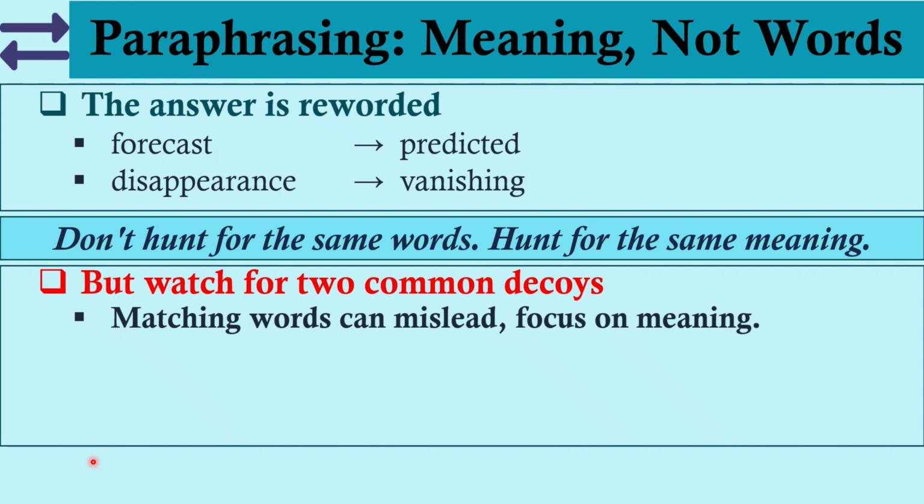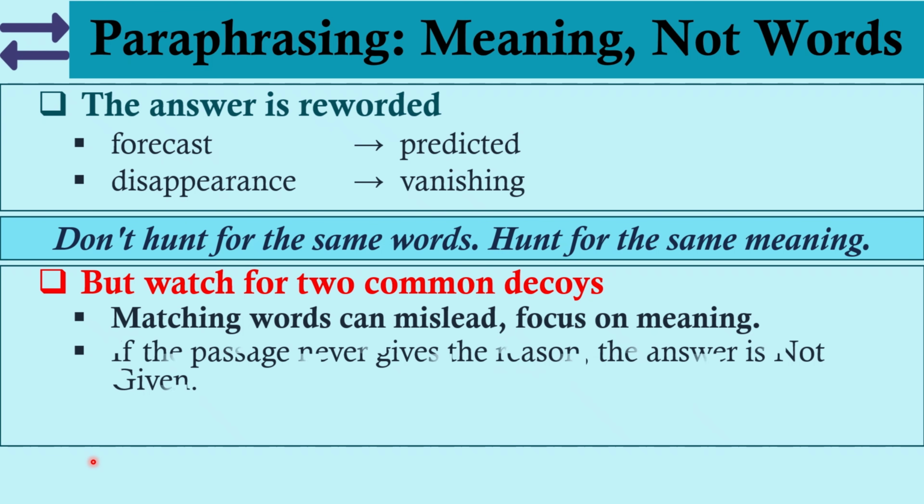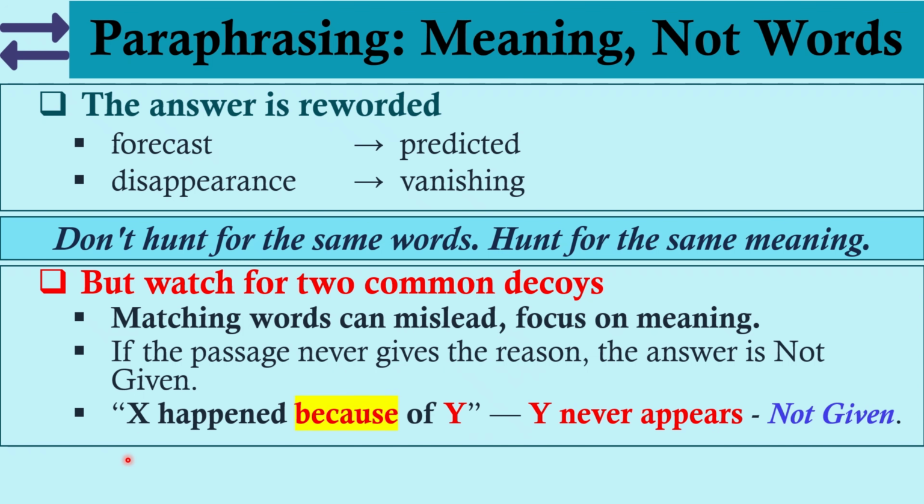One more thing, be careful when a statement gives a reason that the passage never gives. If the passage doesn't explain why something happened, you can't assume the reason yourself. For example, a statement might say X happened because of Y, but the passage only says that X happened. If the reason Y never appears in the text, the answer is not given.